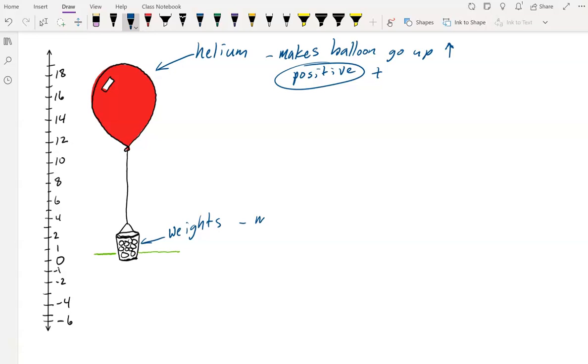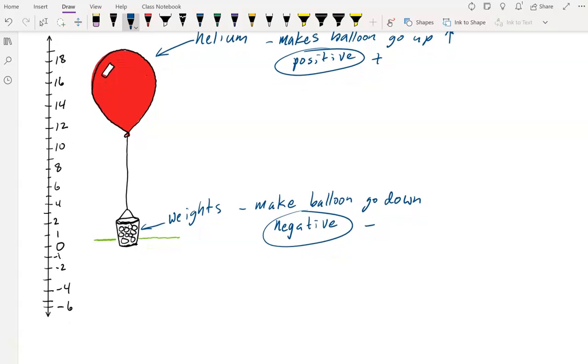And the weights, of course, what do the weights do? The more weight you add, the weights make the balloon go down. And that makes sense, right? So if helium makes the balloon go up, and that's a positive, if the weights make the balloon go down, then that means that the weights are going to represent the negative numbers, negative integers.